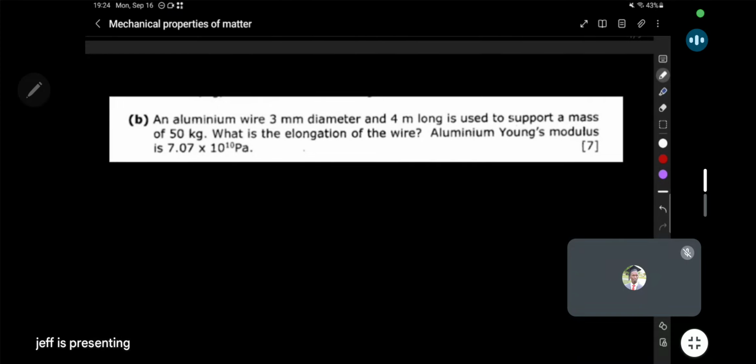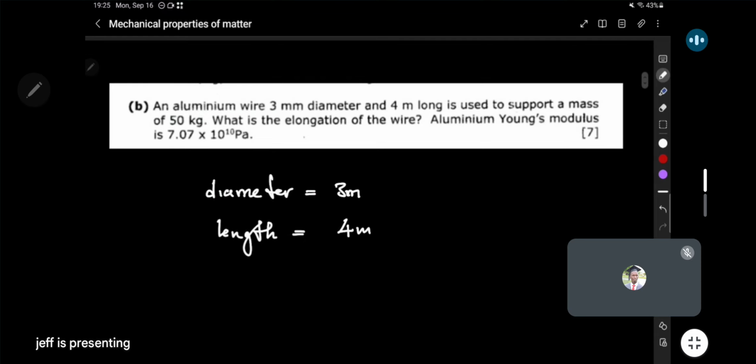For this problem, this is from the 2023 academic year past exam. So here, what are they saying? They're saying we have aluminium, and in this case, it has a diameter, and here the diameter is given as 3 millimeters, and it has a length, and the length here is given as 4 meters. It is used to support a mass of 50 kg. So the mass there is 50 kgs.